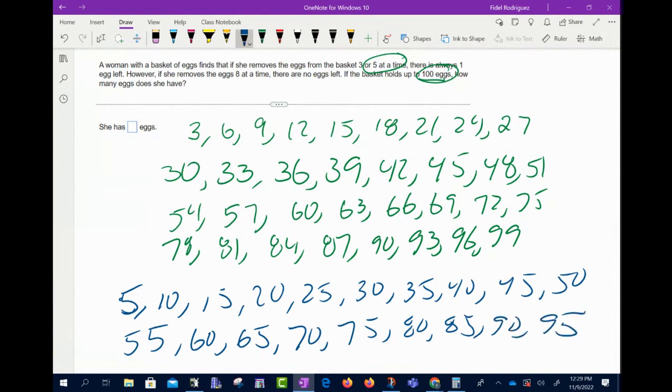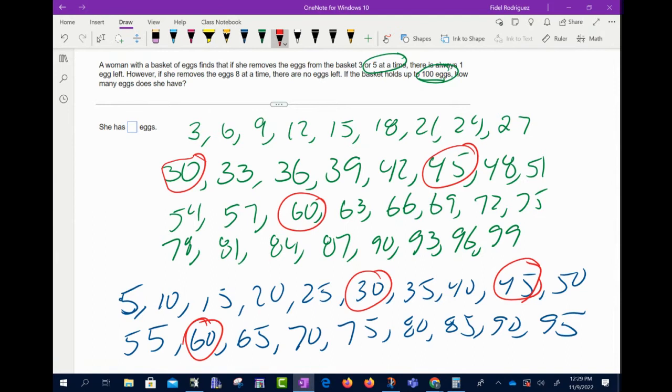Okay, I want to see, do I have any numbers in common here? Let's see. 30? 30 is a number we have in common, right? Okay, and do we have any other numbers in common besides 30? What about 45? Right, 45 is another one we have in common. And 60 is another one we have in common. And let's see, what else do we have in common? 90? Yeah, 90 is another one we have in common. And what, 75? Right, 75 is the other one we have in common. Okay, so we got some numbers in common here.